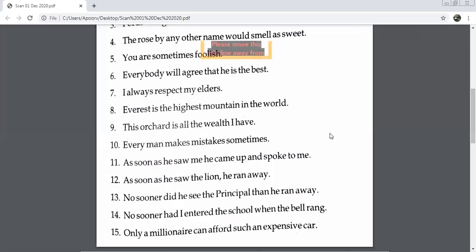Nobody will disagree that he is not the best. Yes, nobody will disagree. Only we are changing opposites. Okay, I mean we're changing agree to disagree. Nobody will disagree that he is the best.